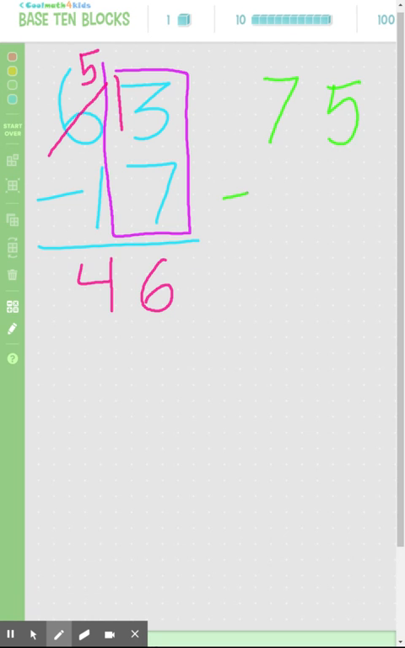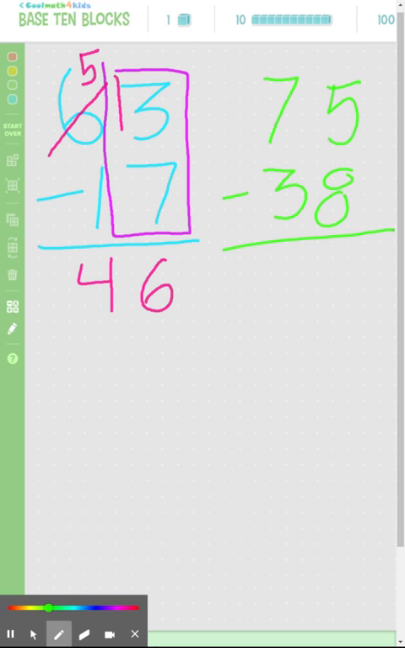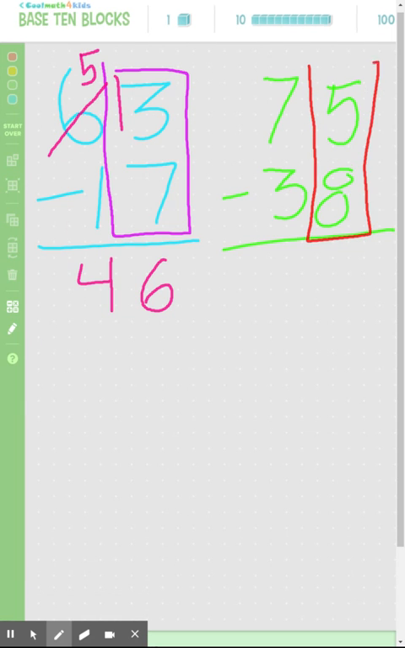75 take away 38. It's not a very good 8. And so 75 is greater than 38, so we know we have the greater number on top. What's our next step? Circle the ones column, whoops, to make sure you know what you're starting with.